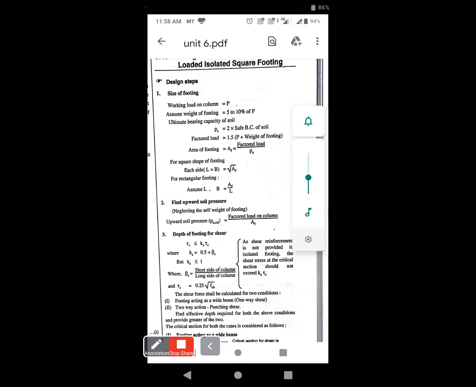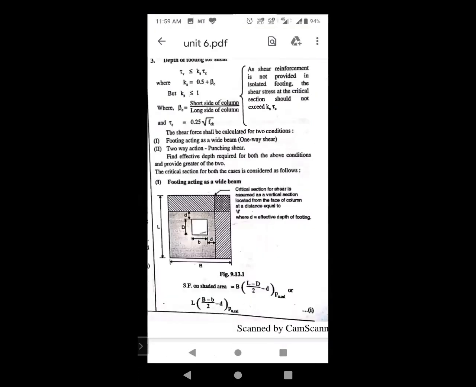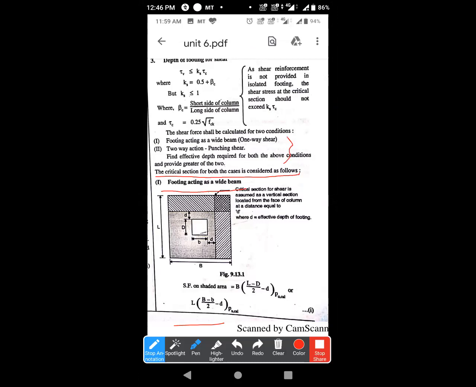The critical section for both the cases is considered as follows. What is the first case? Footing acting as a wide beam. For both the cases, the critical section needs to be considered. You have to check for that critical section.